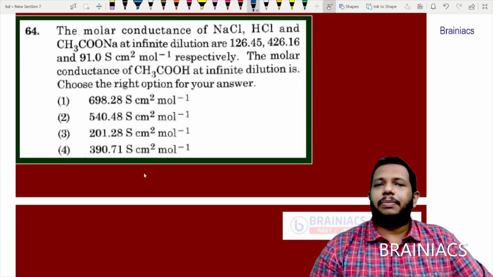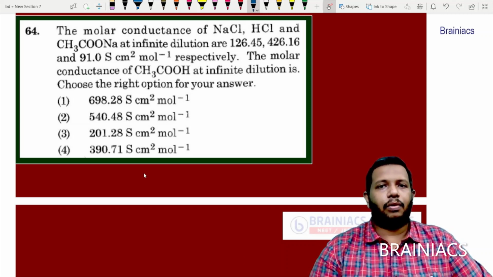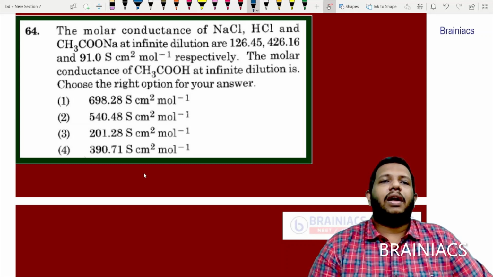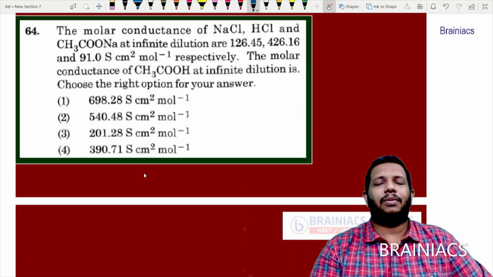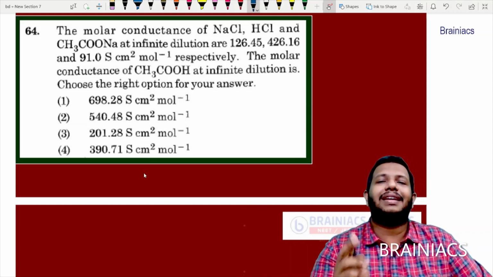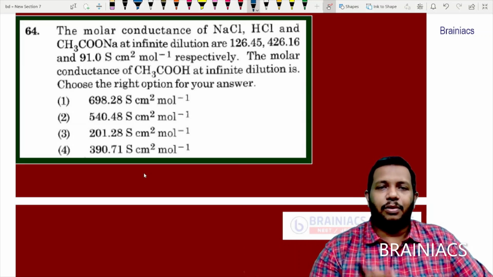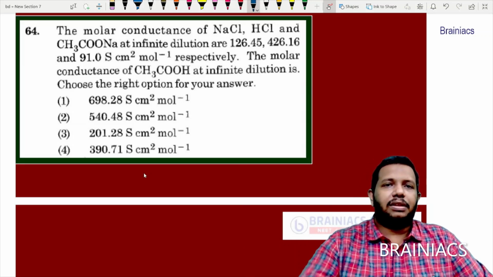So this is from the chapter electrochemistry, with values 126.45, 426.16 and 91.0. The question asks for the molar conductance of CH3COOH at infinite dilution. This type of question even plus two students will know. It is clearly solved in NCERT example questions. So I will tell you the method to do this one.